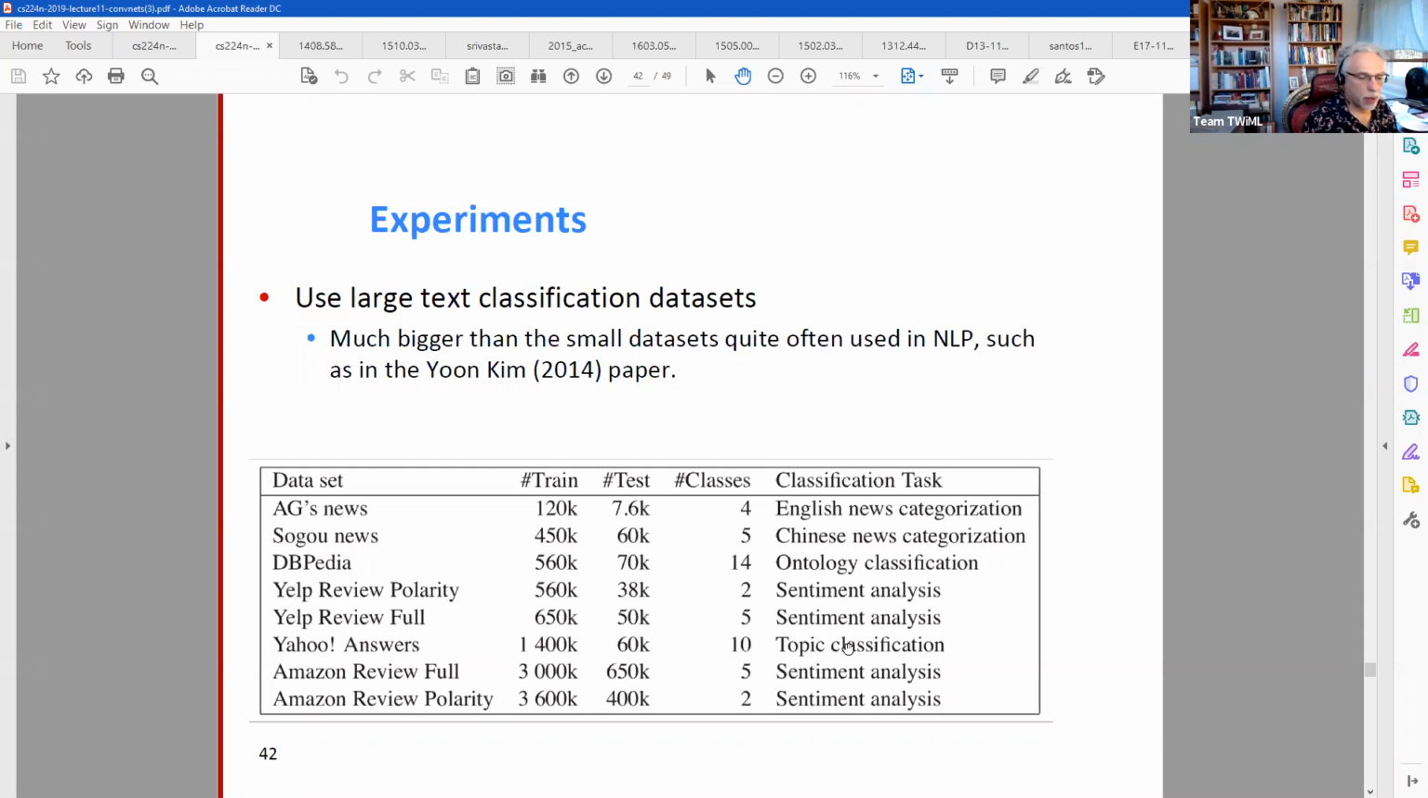So that's another common problem where you want to look at some text and decide what topic it belongs to. Amazon reviews full, again, there's 5 classes. In Amazon, they allow you to rate things with five levels, right? But then you can also condense it.